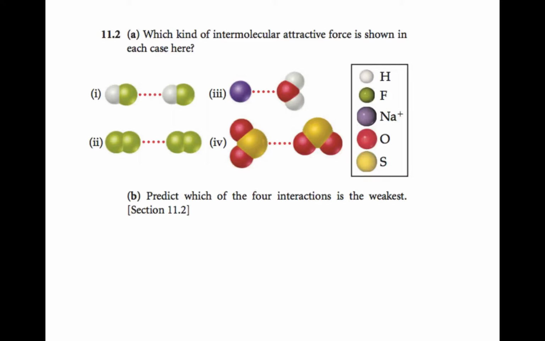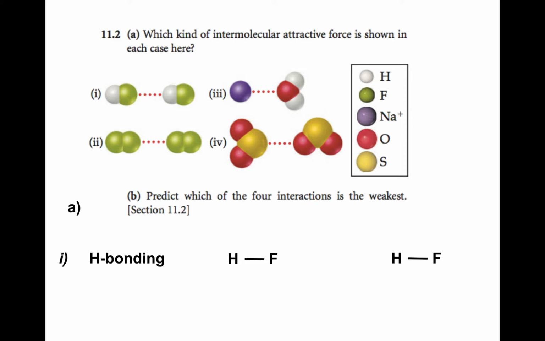All right, chapter 11 is all about intermolecular forces. With this problem, we're supposed to identify the different attractions between the different molecules. Looking at one, we have two hydrogen fluoride molecules. When you have hydrogen fluoride, a hydrogen bonded to a fluorine, you have a situation where you have H bonding.